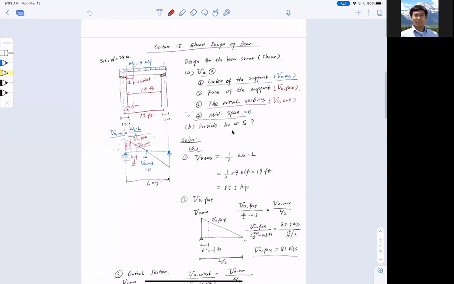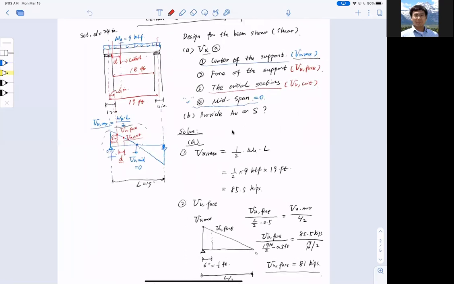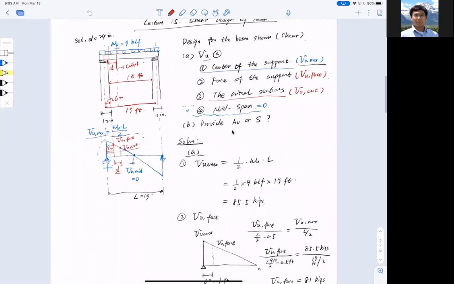A quick review of what we did last time about the shear. We were given a structure here, and the structure has a simply supported condition. At each end, we have to define a critical section, which in our view is a distance d away from the edge of the support, and that is the critical section.